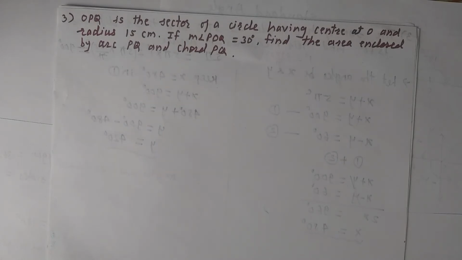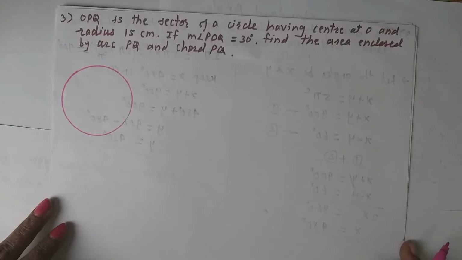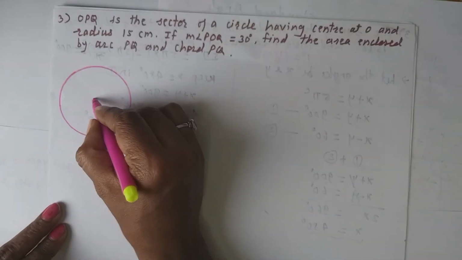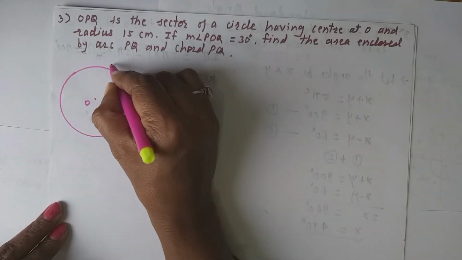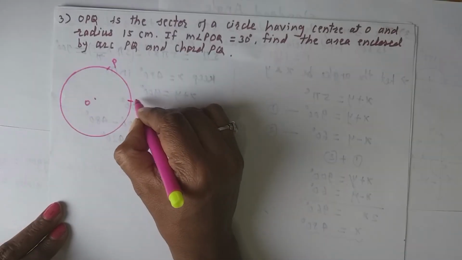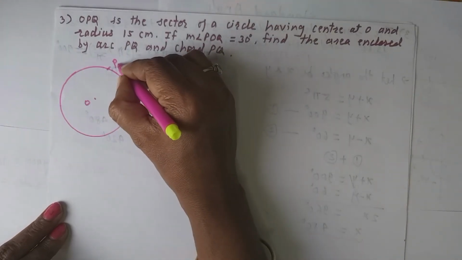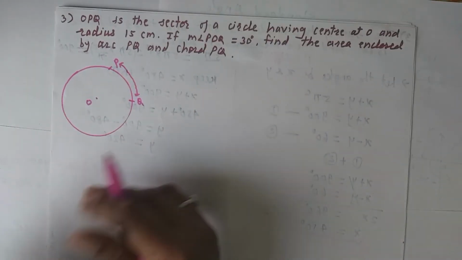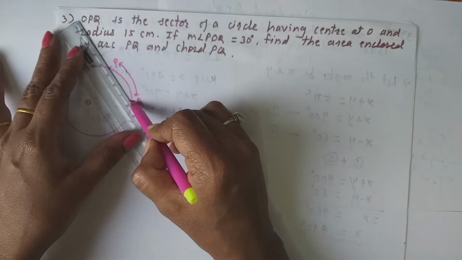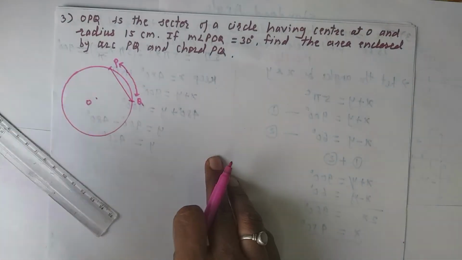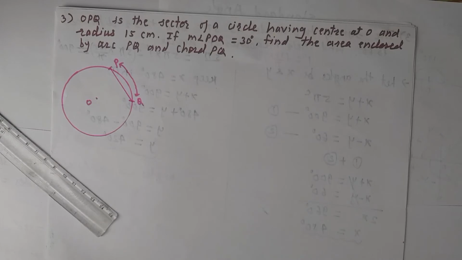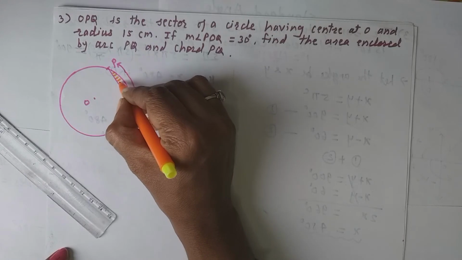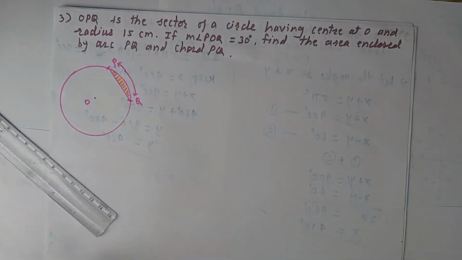For that, first we will draw the diagram. Here first we will see what is meant by the area enclosed by arc PQ and chord PQ. Suppose O is the center. Suppose this is point P and this is point Q. This is arc PQ. And what is meant by chord? If I join these 2 points, then I will get the chord. And I have to find the area enclosed by arc PQ and chord PQ, means I have to find this area.